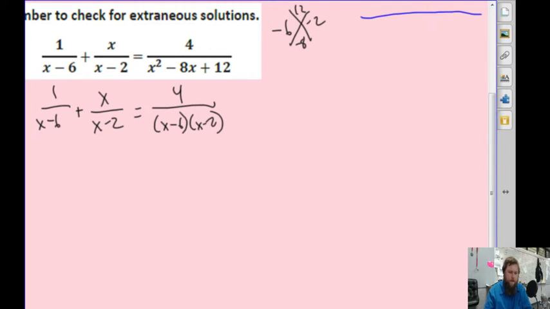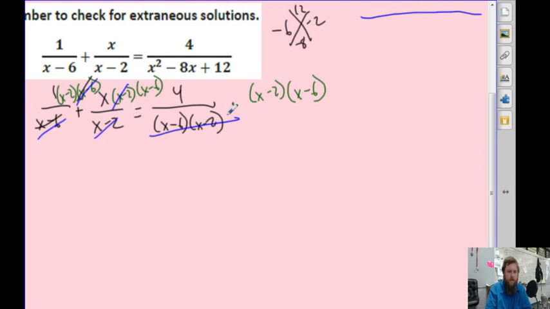equals 1 over x minus 6 plus x over x minus 2. All right, I want to multiply both sides by the LCM, which is x minus 6 times x minus 2. I'm also multiplying this one by x minus 2 times x minus 6, and this one as well. You multiply all of those. I'm going to cancel the x minus 6's, and the x minus 2's, and then these both cancel on this side. So what I'm left with is 1 times x minus 2, so x minus 2, plus x times x minus 6 equals 4. And I'm going to solve.